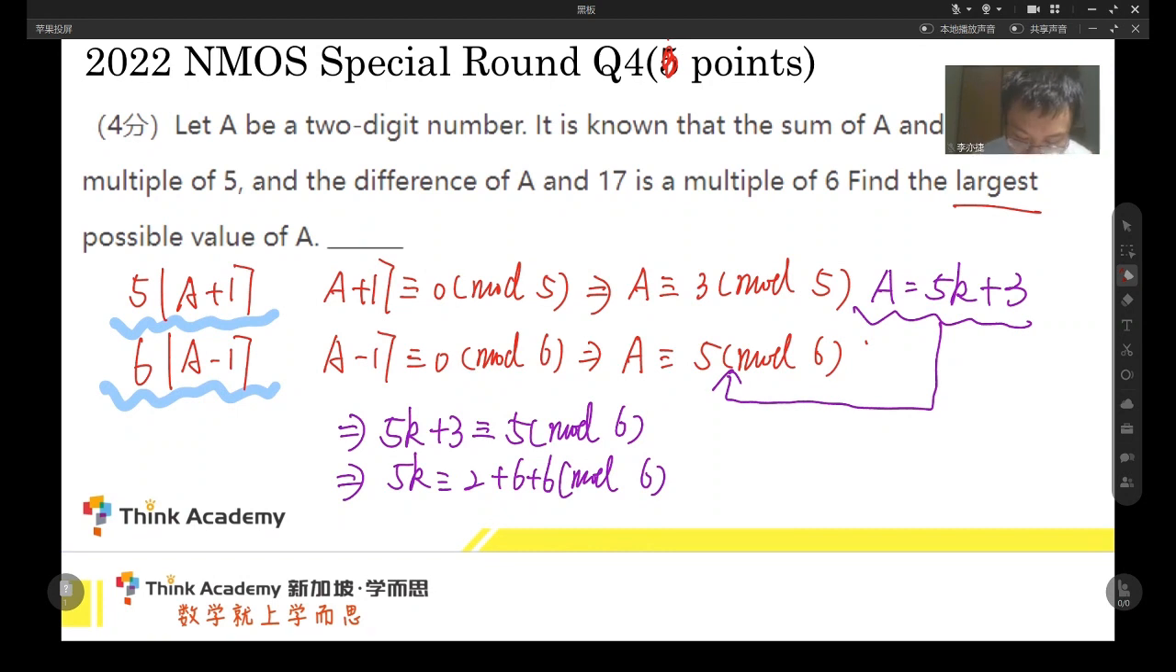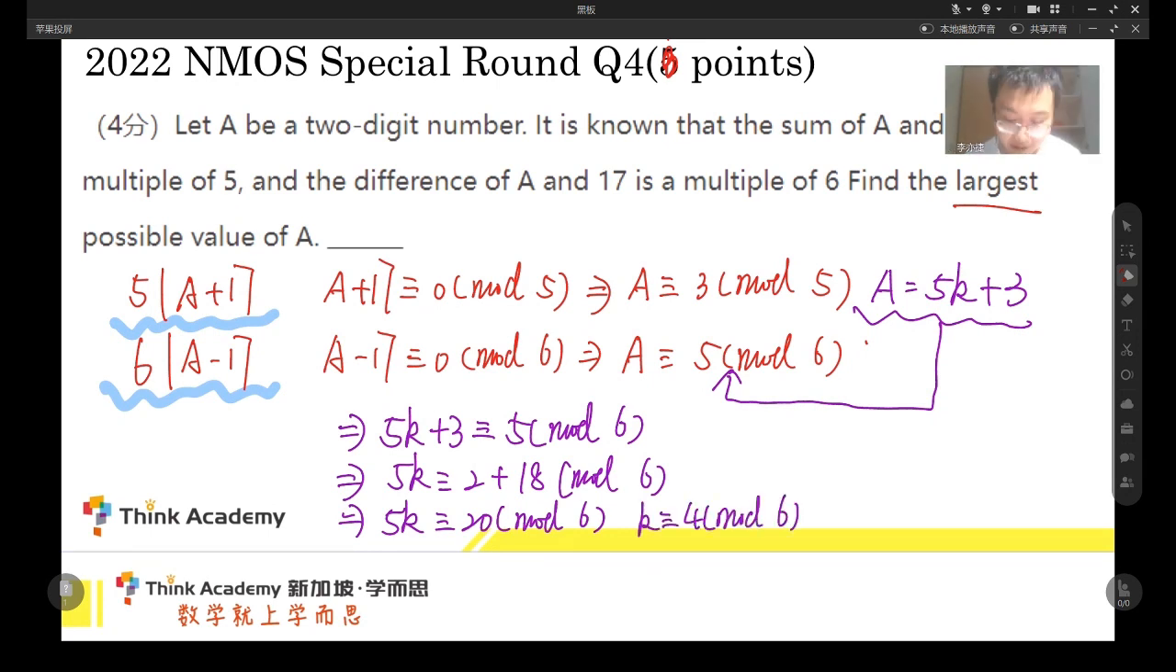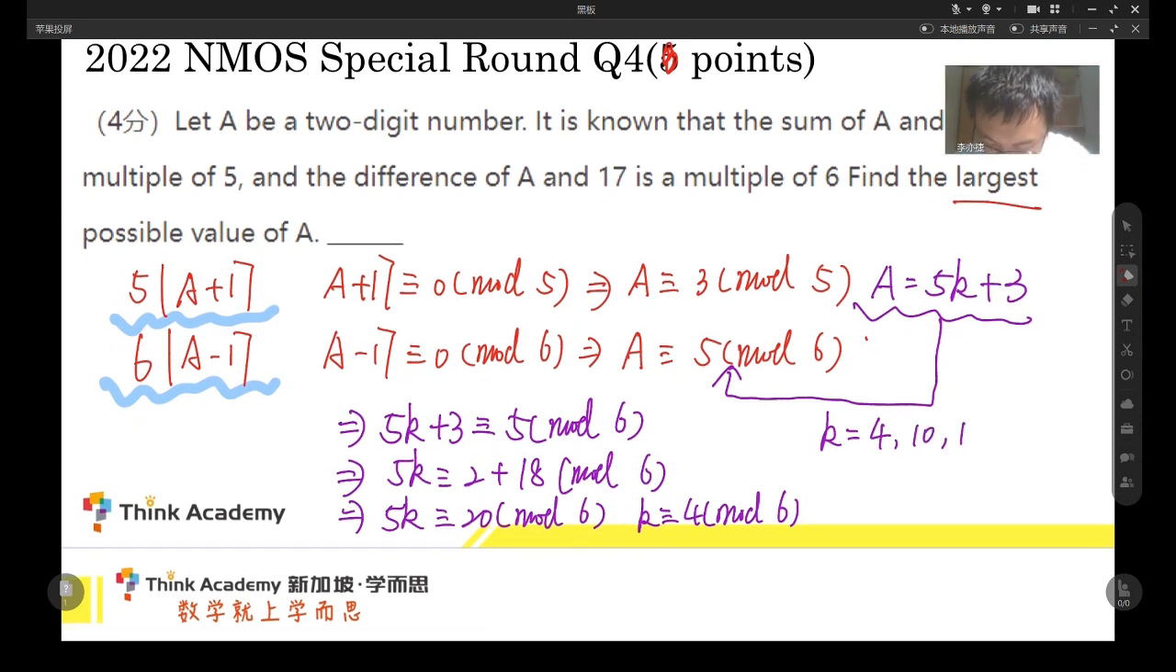So if we times 18 here, would make 5K to have a remainder of 20 when divided by 6. And then K should have a remainder of 4 when divided by 6. So now, we have the formula of A, then the remainder of K, right? Then K can be 4 or 10 or 16, each time added up for 6.